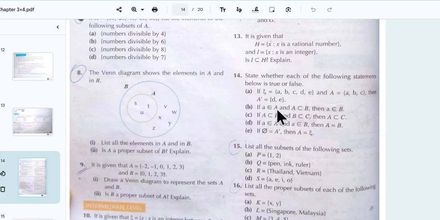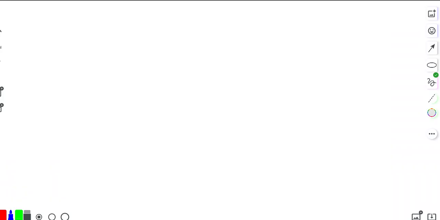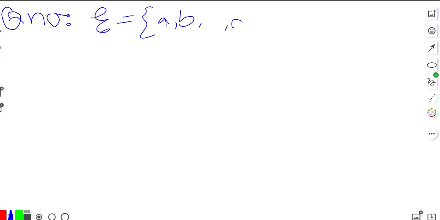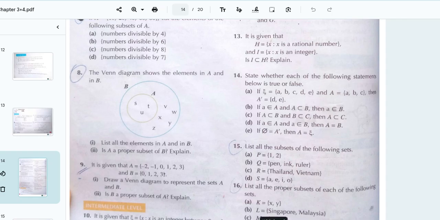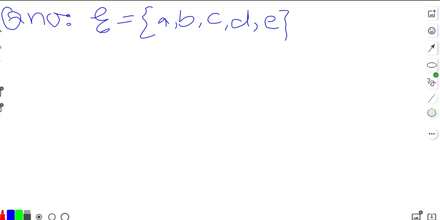A belongs to A, and A is a subset of B, then A belongs to B. So let's suppose question number 14: the universal set is A, B, C, D, E. But the author makes a set A with elements A, B, C, and all the remaining terms D, E are in set A prime.